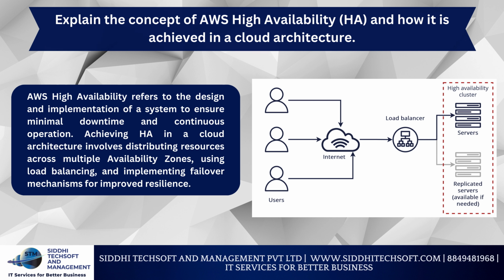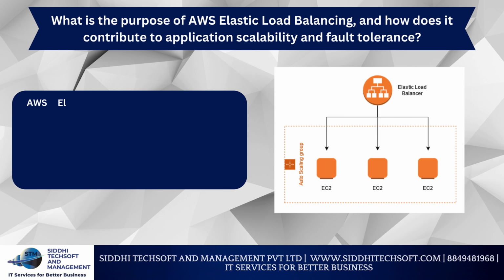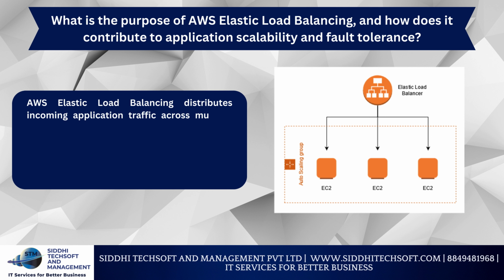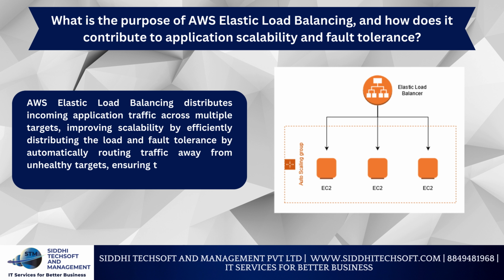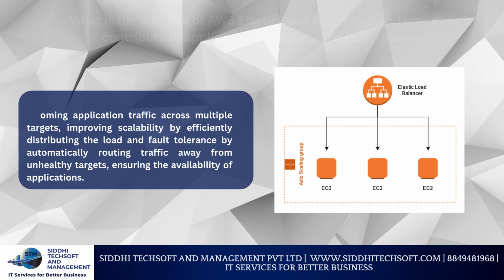What is the purpose of AWS Elastic Load Balancing, and how does it contribute to application scalability and fault tolerance? AWS Elastic Load Balancing distributes incoming application traffic across multiple targets, improving scalability by efficiently distributing the load and fault tolerance by automatically routing traffic away from unhealthy targets, ensuring the availability of applications.